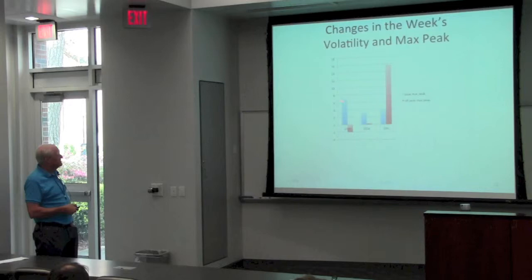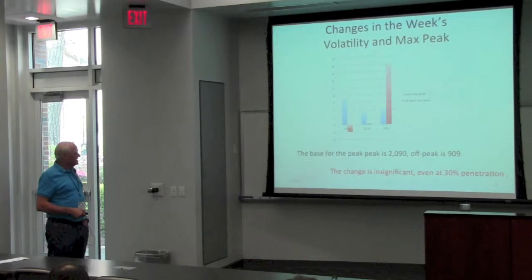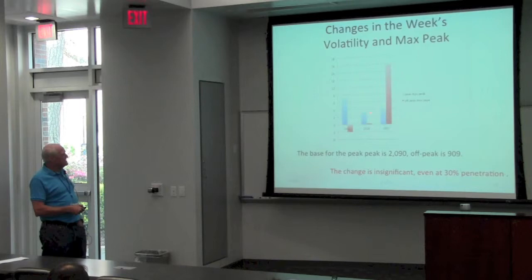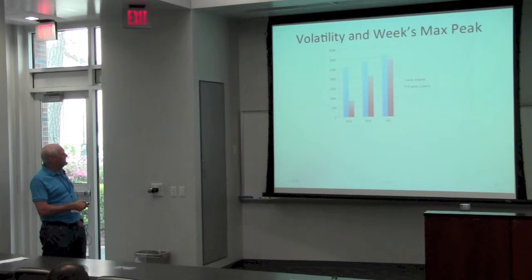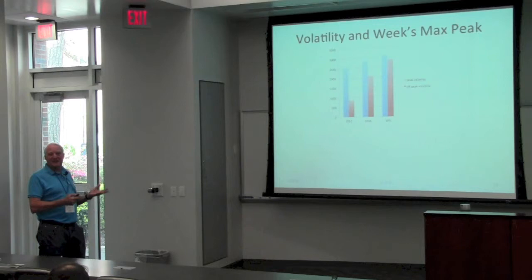This is the maximum peak of the week. So the peak goes up, and I don't understand this, because with pricing, we ought to be cutting back on the peak. This is one of those numbers I haven't had a chance to look at yet. So the change isn't that significant, even with 30% penetration here in the peak periods. The volatility goes up by a hell of a lot, and these are percentages now. That's a big number, and I'm not sure where that's coming from. So that's got me confused.